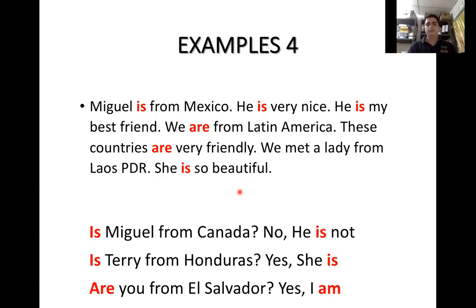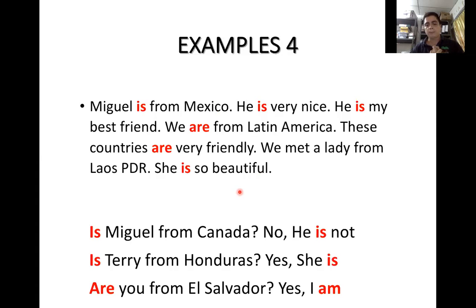Now another example. Miguel is from Mexico. He is very nice. He is my best friend. We are from Latin America. These countries are very friendly. We met a lady from Laos PDR. She is so beautiful. Is Miguel from Canada? Now I am asking questions. No, he's not. Very basic answer. He is not. Remember, negative form.